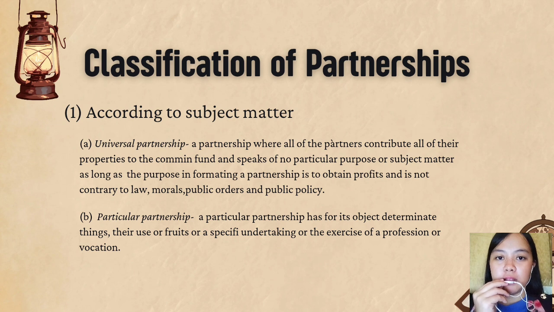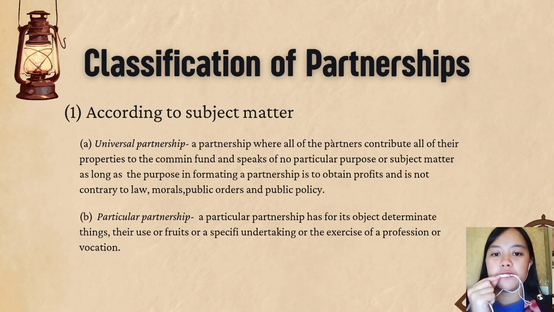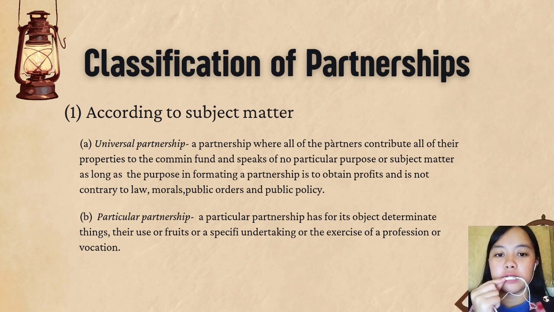Next is classification of partnership. First, according to subject matter, there are two: the universal partnership and the particular partnership. Universal partnership. A partnership where all of the partners contribute all of their properties to the common fund and speaks of no particular purpose or subject matter, as long as the purpose in making a partnership is obtaining profits and is not contrary to law, morals, public order, and public policy.